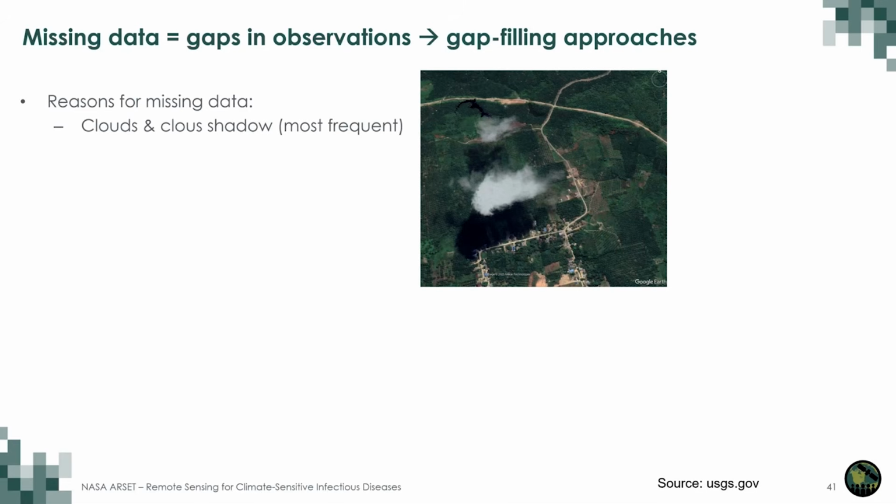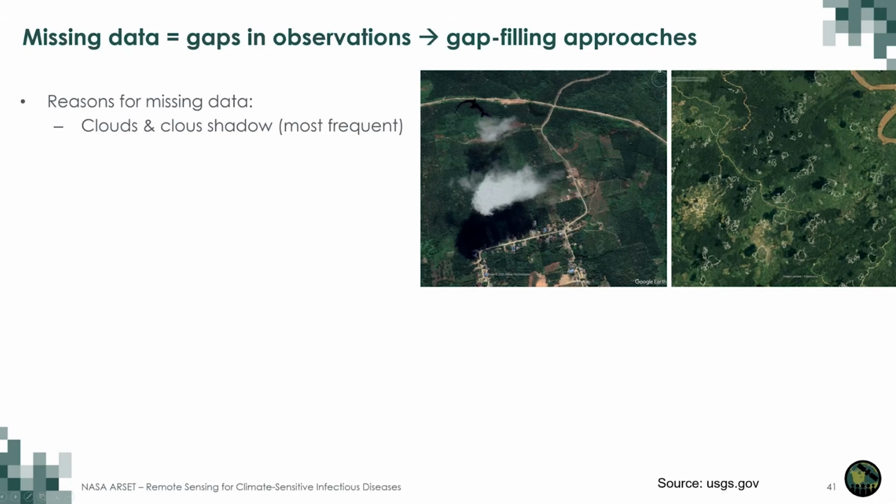Very few instruments can penetrate cloud cover, and the majority of the instruments we're working with are certainly impacted by clouds and cloud shadow. As you can see, this is a great illustration here. When you have a cloud in your image, it completely obstructs the surface and you cannot see anything underneath it. And the shadow that it casts takes out a considerable amount of area as well.